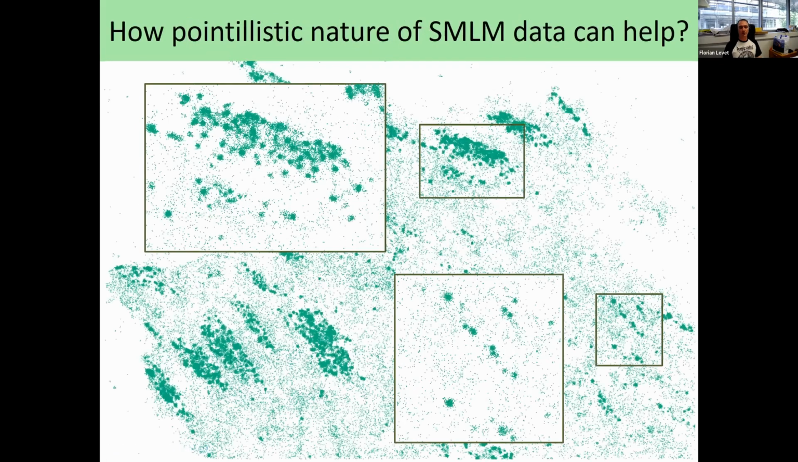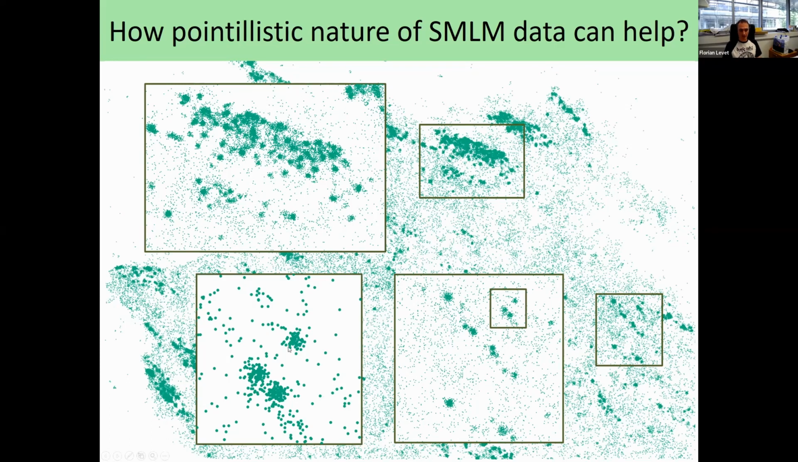So the question is, how can we use the pointillistic nature of single molecule localization microscopy data to help with the quantification? Because it's kind of sad to spend so much time localizing the molecules and then lose information by going back to an image. It's a discretization of something that is real, the coordinates, so it's losing information. Now we really have the localization, we have the coordinates in space, so how can we use that to do the quantification?